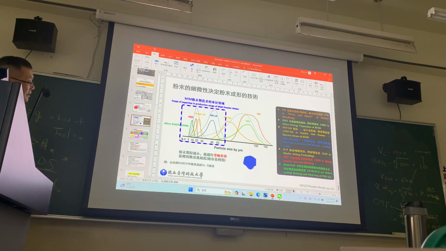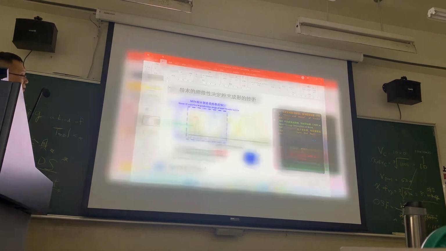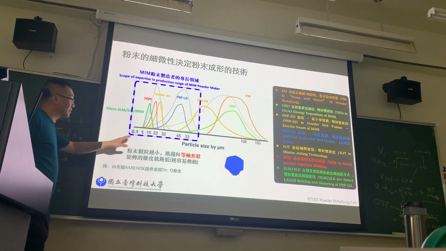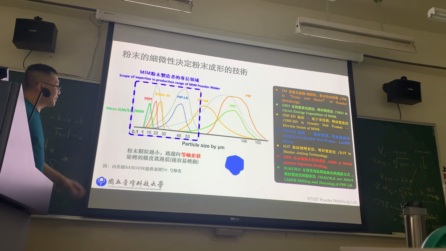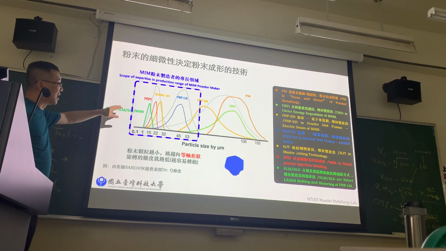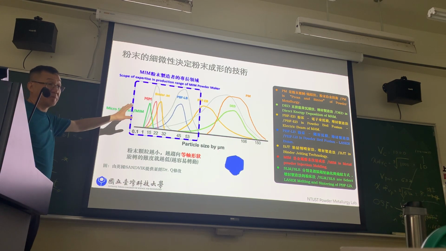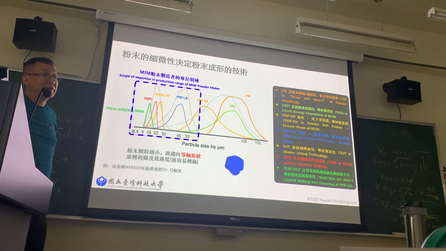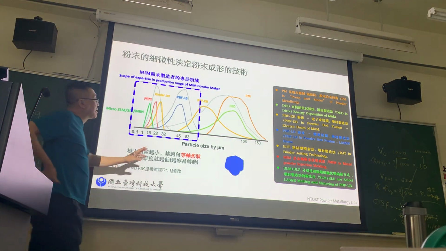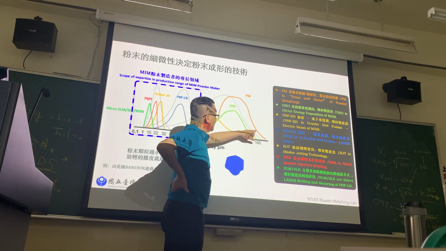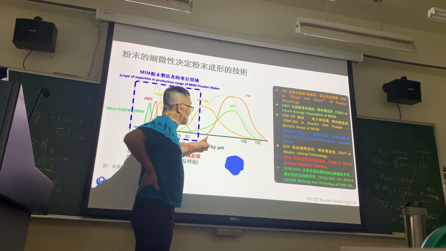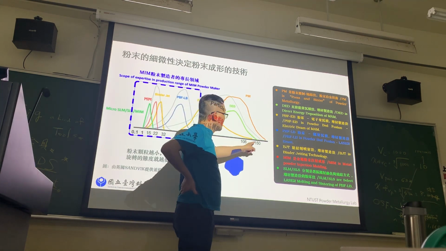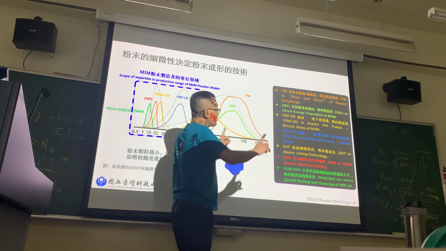Then I just list different particle sizes. This is particle size by my hands. Different particle sizes decide your process, your technology. For example, this one is PN. PN is about 70 to 160. It's one range.